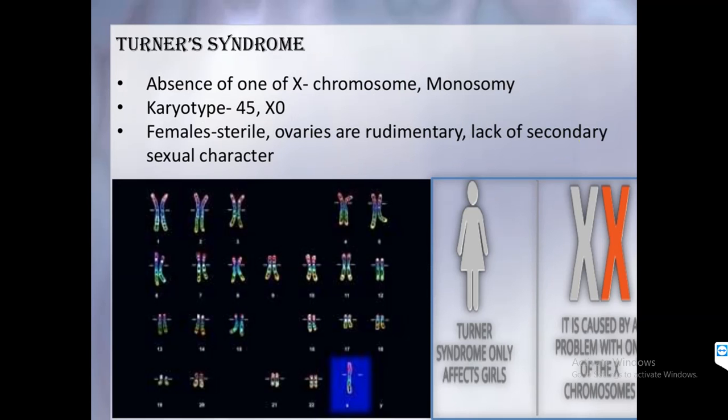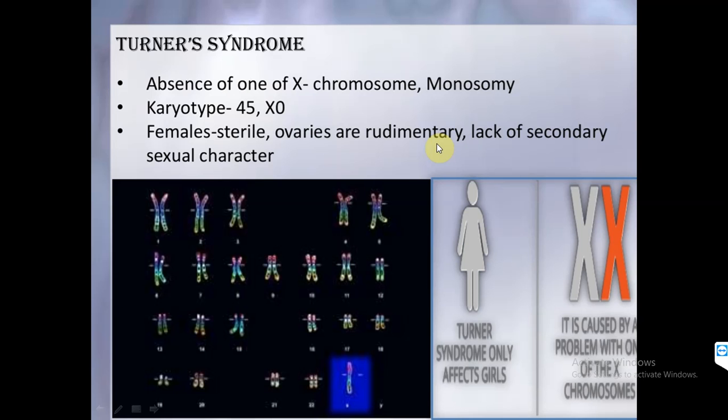Now Turner syndrome, there is an absence of an X chromosome. In Klinefelter syndrome, we have seen an extra X chromosome, and in this there is absence of an X chromosome. So it is monosomy, and the karyotype becomes 45 XO. Females are there, but they are sterile, or the ovaries are rudimentary. So in this, the females show some male character, and the females are not completely female. They lack the secondary sexual characters, and ovaries are there, but they are rudimentary, that is, they are not performing their original function. So this is Turner syndrome.